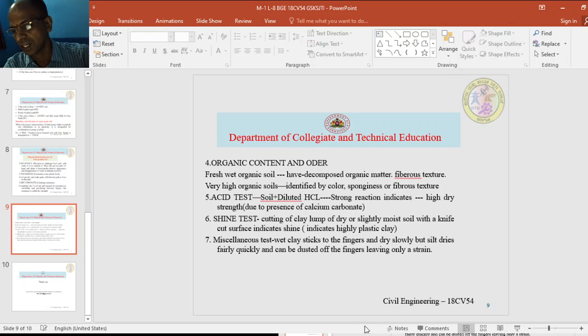Miscellaneous tests: wet clay sticks to the finger and dries slowly, but silt dries fairly quickly and can be dusted off the fingers, leaving no stain on it. That is an indication that it is silt.